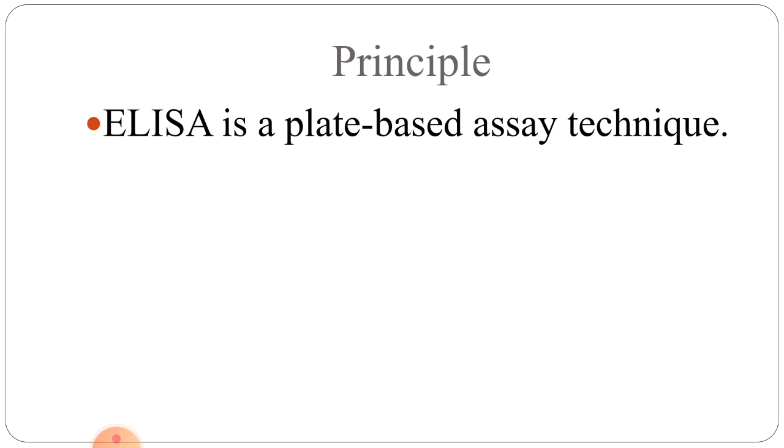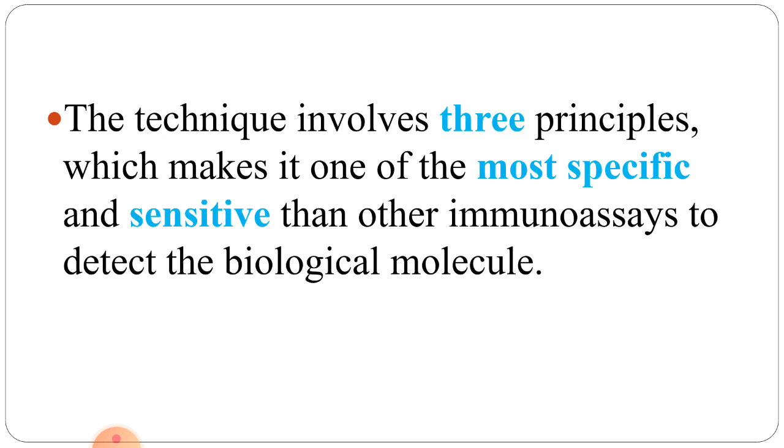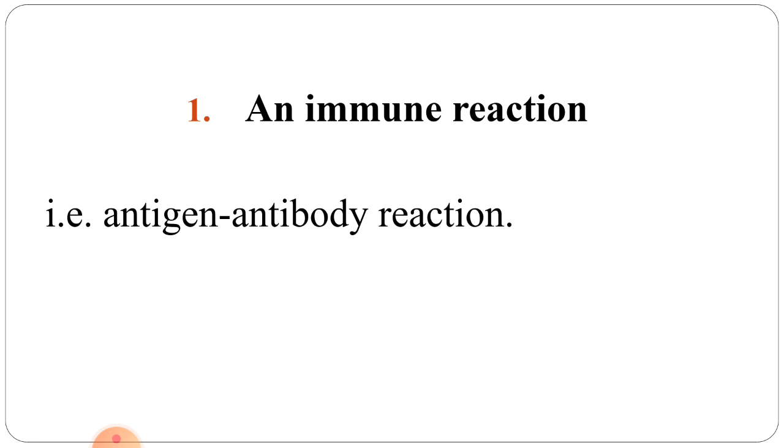Principle behind ELISA. ELISA is a plate based assay technique. The technique involves three principles which make it more specific and sensitive than other immunoassays to detect the biological molecule. The first principle is an immune reaction, that is the antigen antibody reaction. Antibodies are very specific to the antigens and they interact with a specific antigen to form a complex, and this is the basic principle behind ELISA.